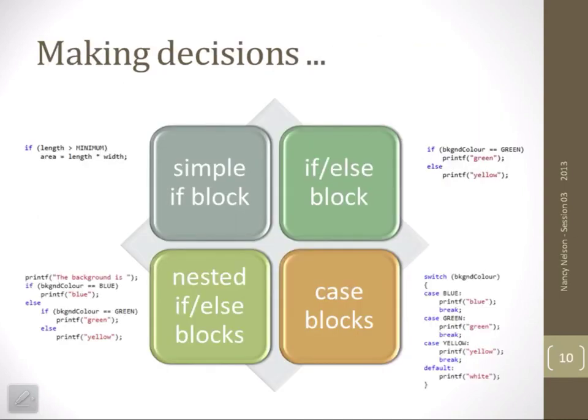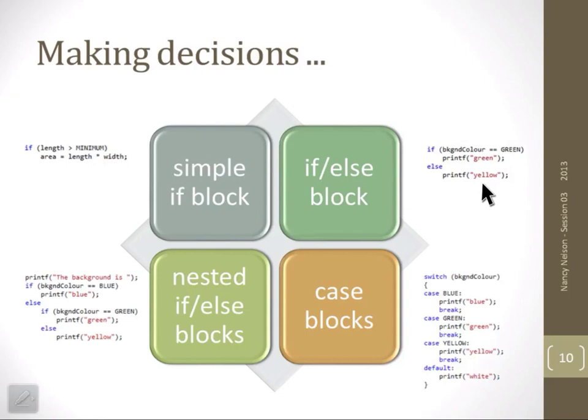So we have four main ways of making decisions. The first is a simple if block. So we can see here we test a condition, and if that condition is true, we do some action. The second one is a little more complicated. It's an if-else block, and we can see an example, we do a test. If the test is true, we do one set of actions, otherwise we do another.